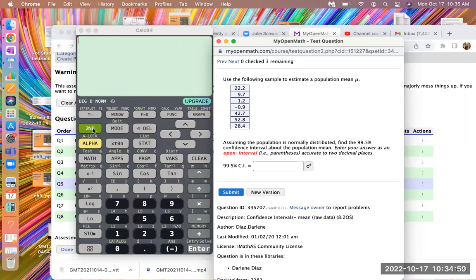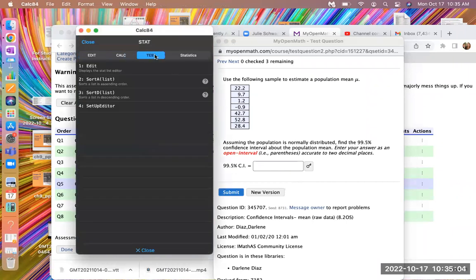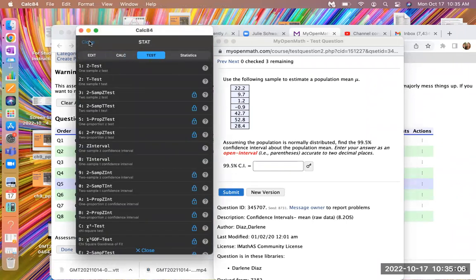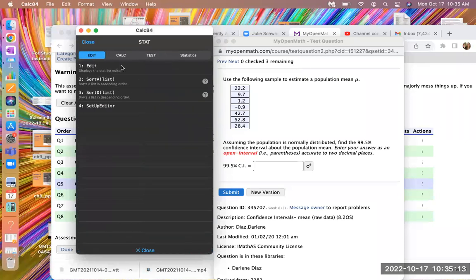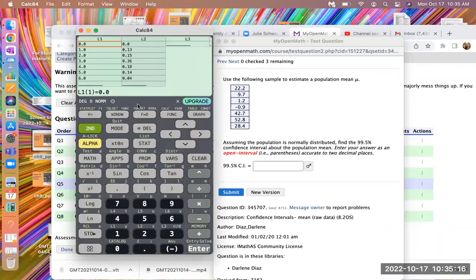So we go to stats, we go to tests. Oh, wait, because they give us raw data, we have to go to stats edit first. And we have to input the data. So I go up to the top of mine and I press clear, delete, and then of each row, and it deletes out everything. If you're on a TI-84 calculator, you have to press delete on like the top, and then you have to scroll down before it actually deletes it.